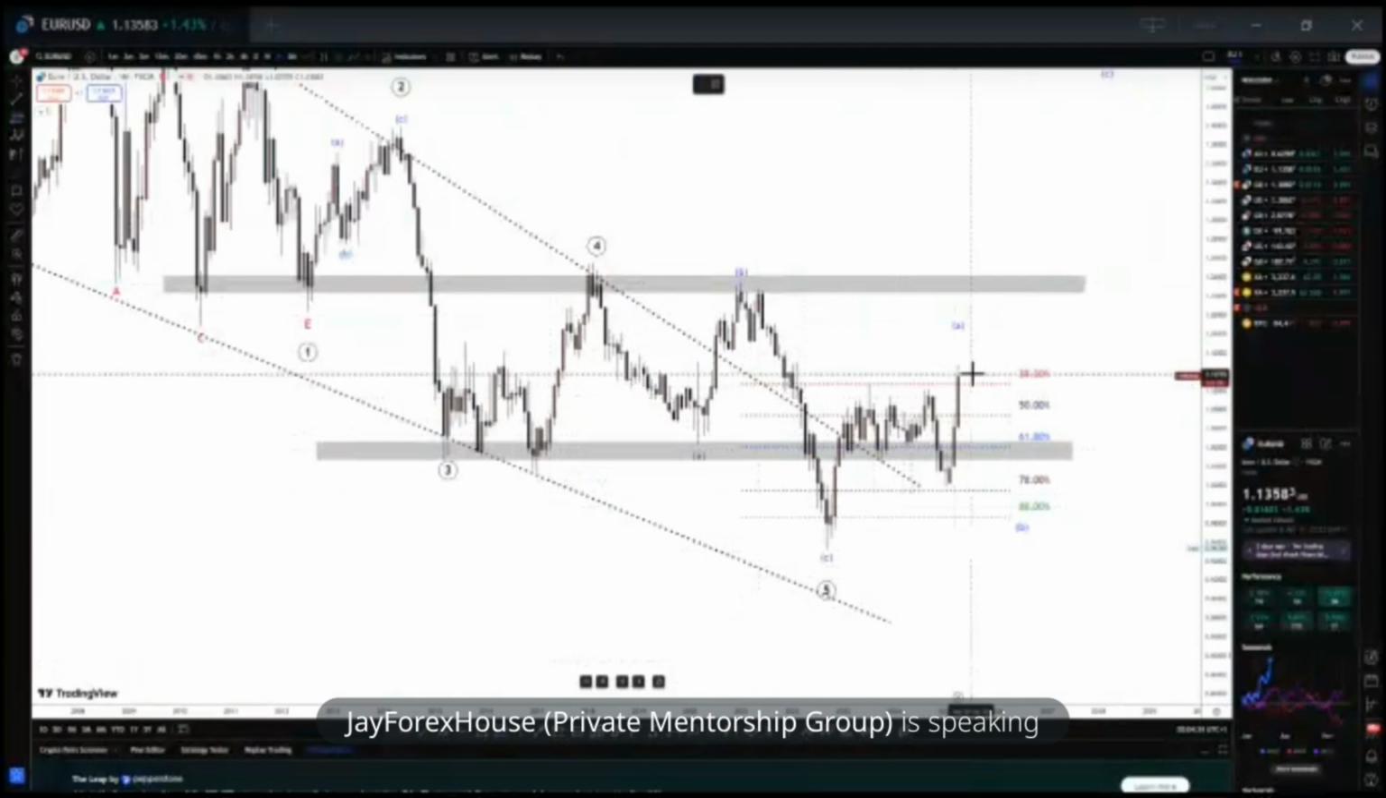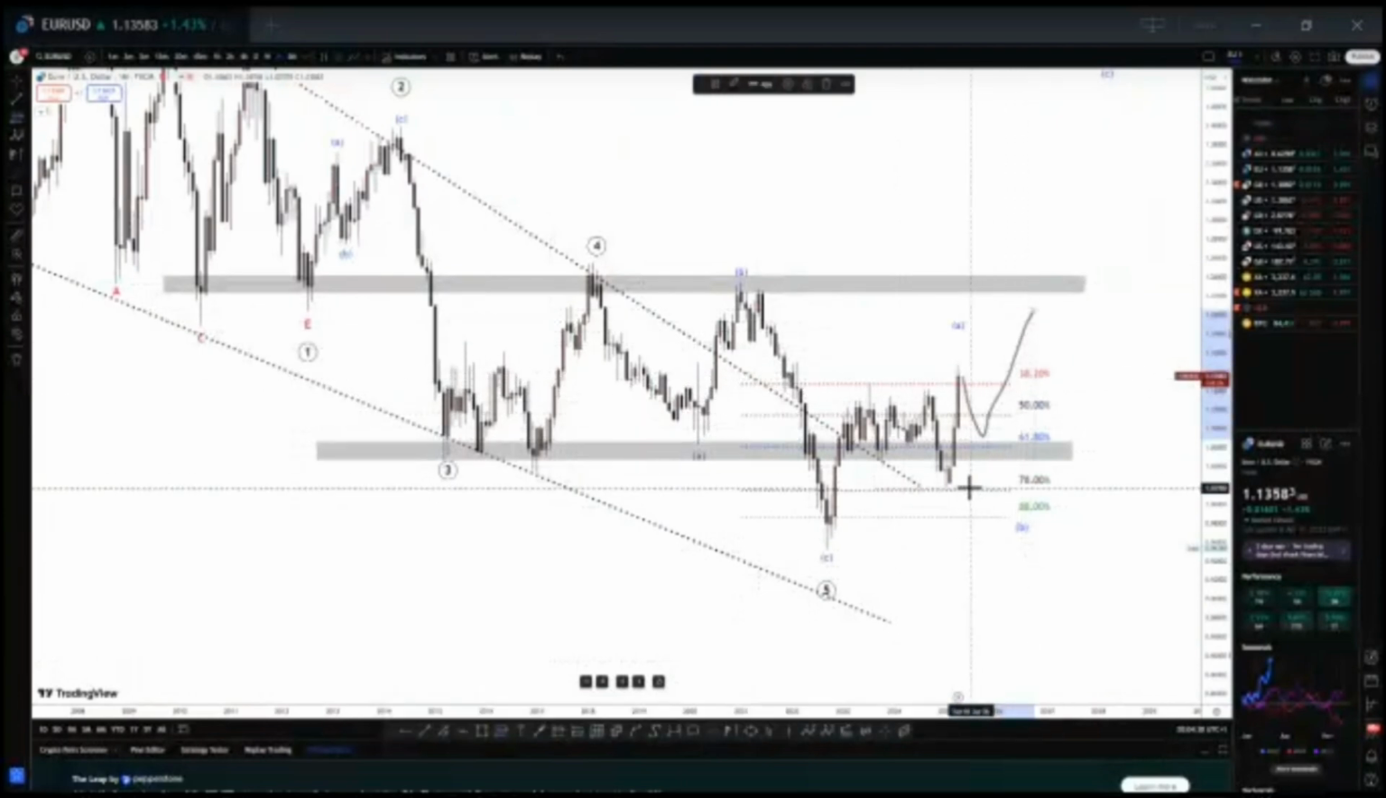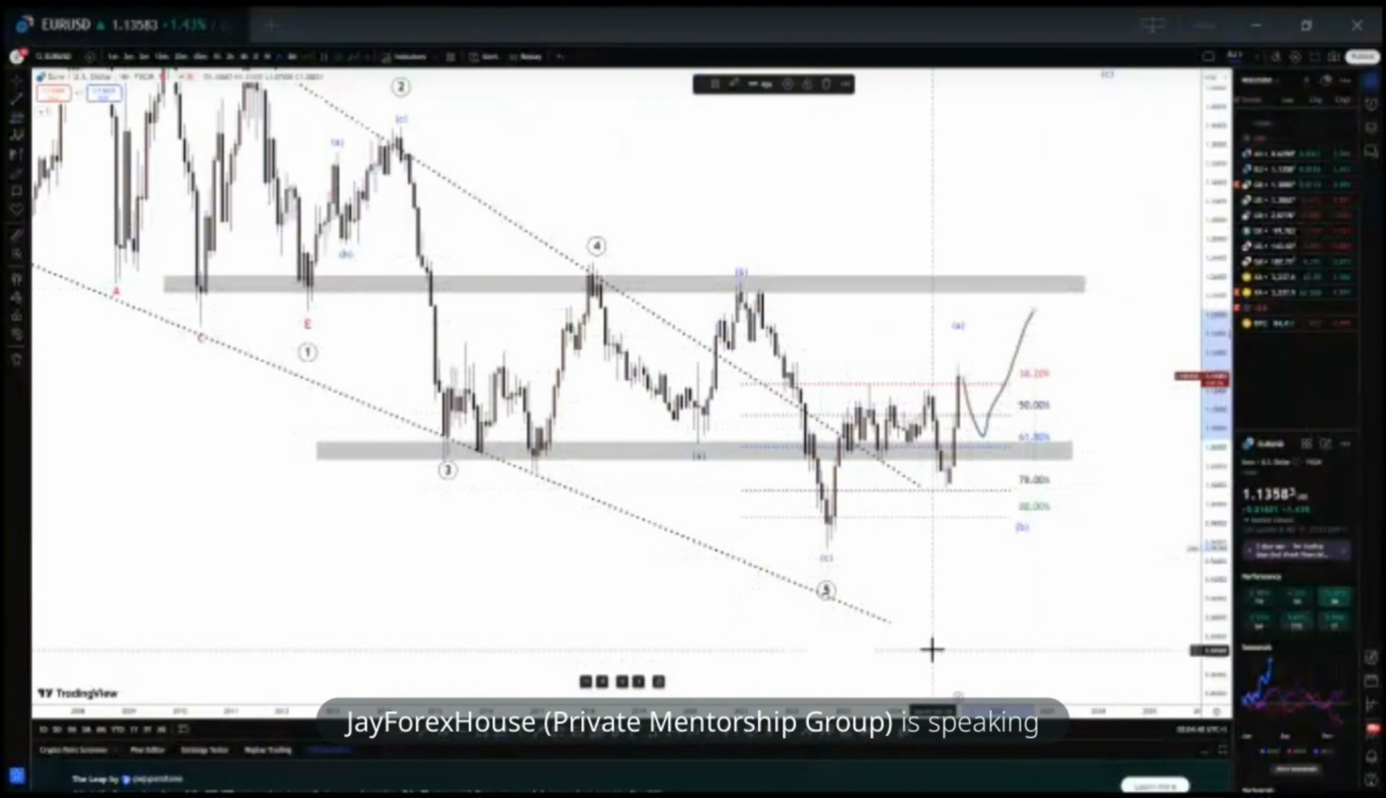So if a retracement is likely to happen, let me flip the feed to the other side.